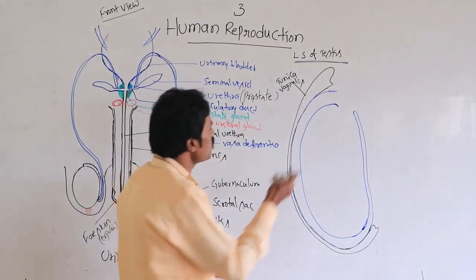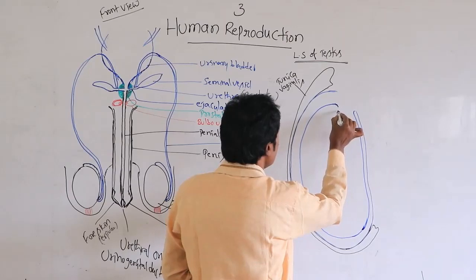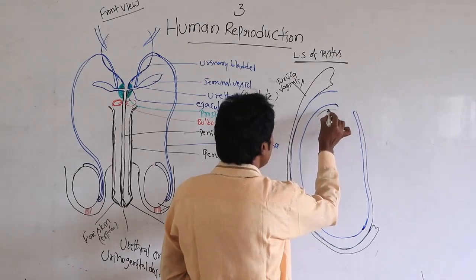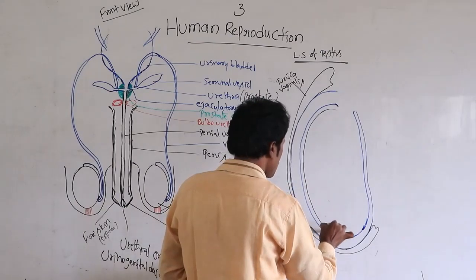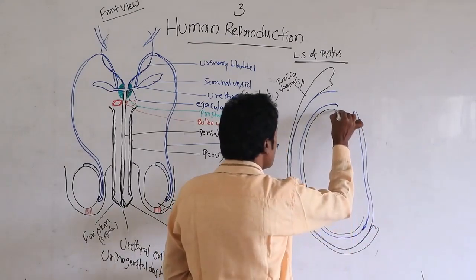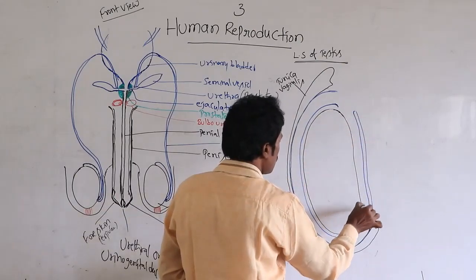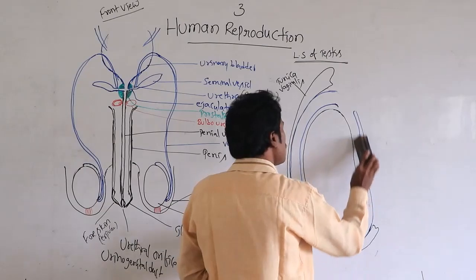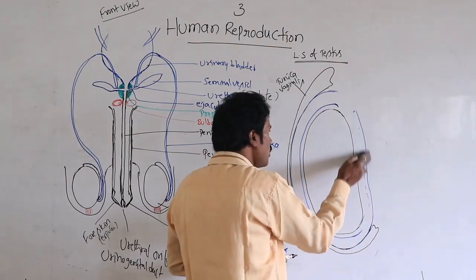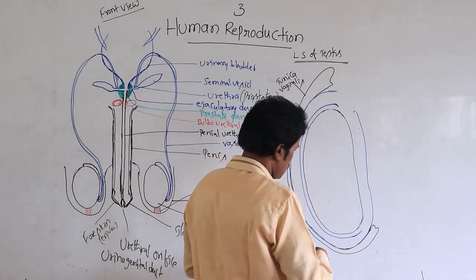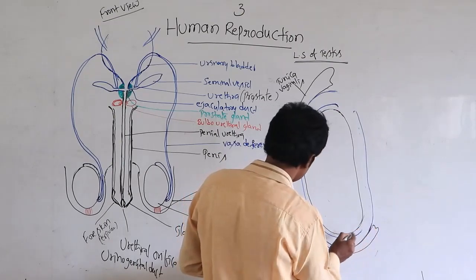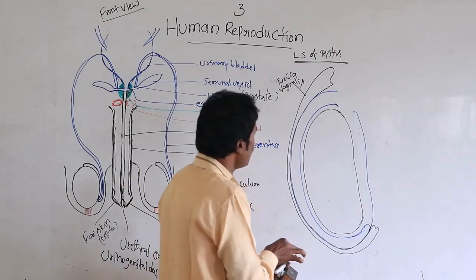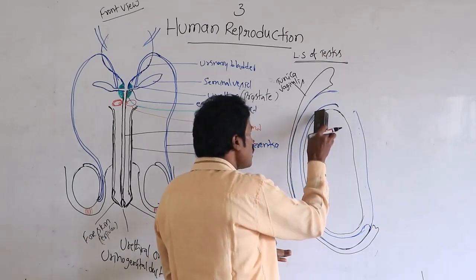It represents the tunica vasculosa. Along with this, it is present. This is the last one, the tunica vasculosa. That single layer, the tunica vasculosa, is present. In this tunica vasculosa, there are lobules.